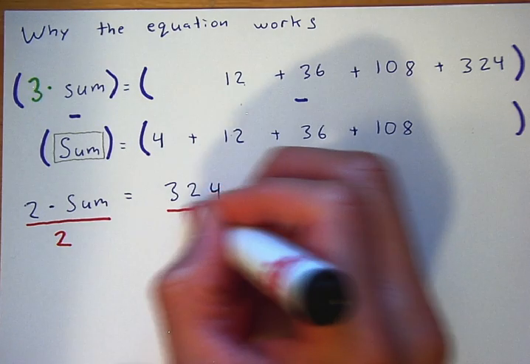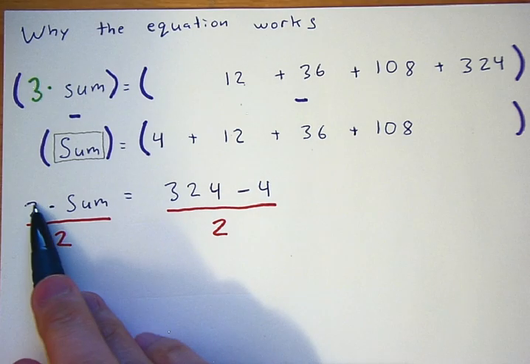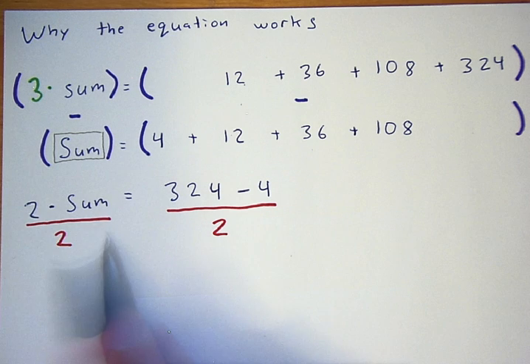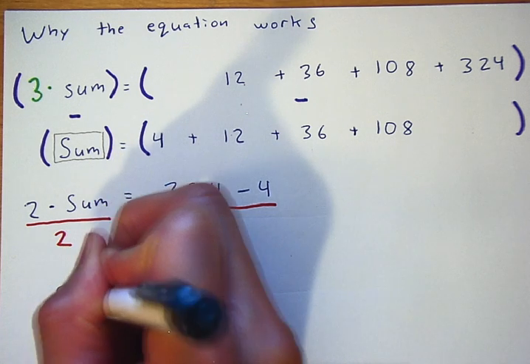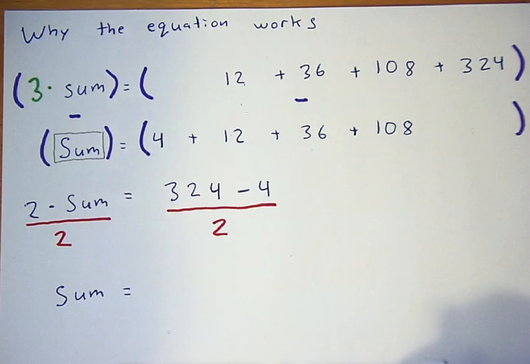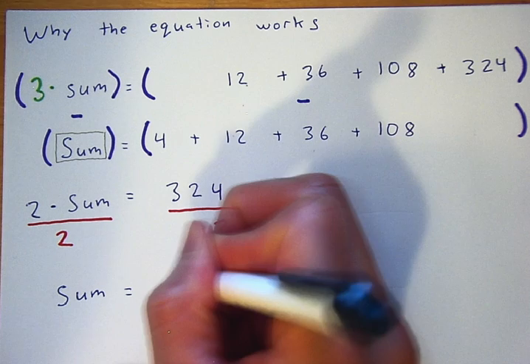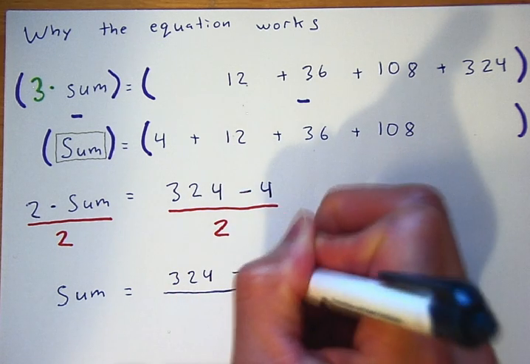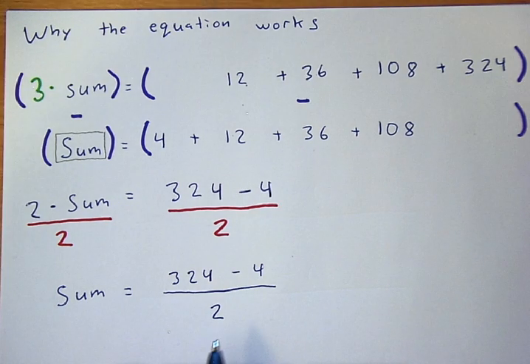Divide the left by 2. Divide the right by 2. So this left side, 2 times sum divided by 2, just becomes sum, and I'm just going to rewrite the thing here on the right. 324 minus 4 divided by 2. And if you notice, this is what you guys used to calculate 4 plus 12 plus 36 plus 108 earlier in the video.